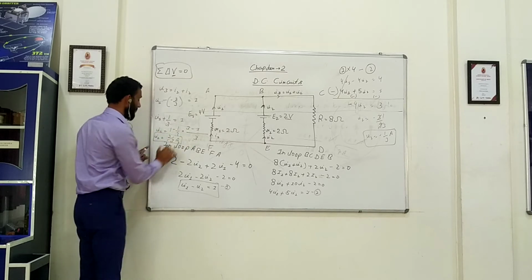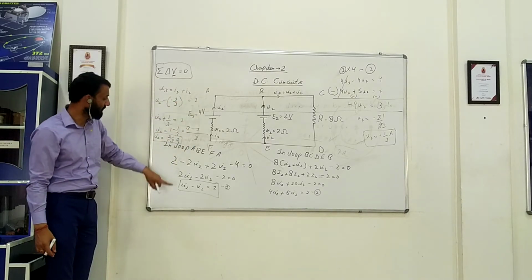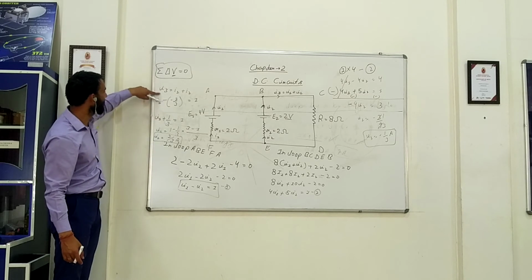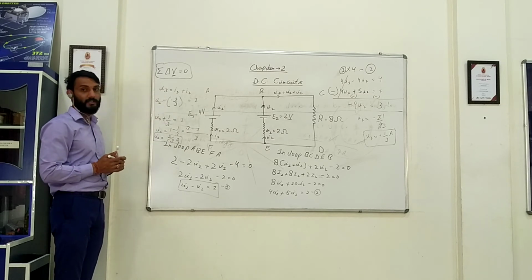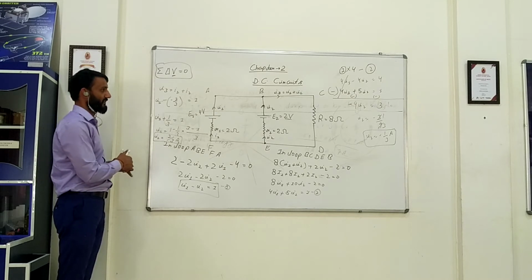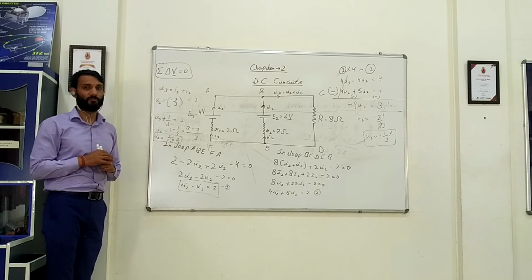So this is the value of I1, that is the value of I2, and if you want to calculate I3, you can calculate it by adding these two. Have a look, and this is question number 1. Now let me start with 2.